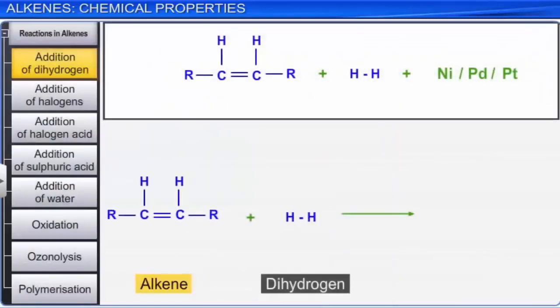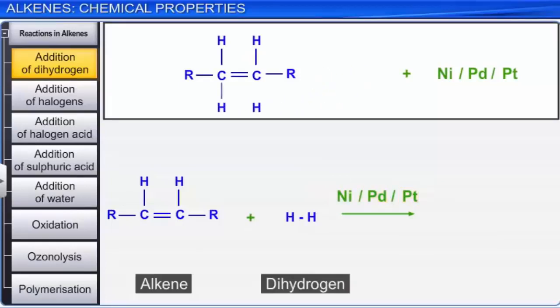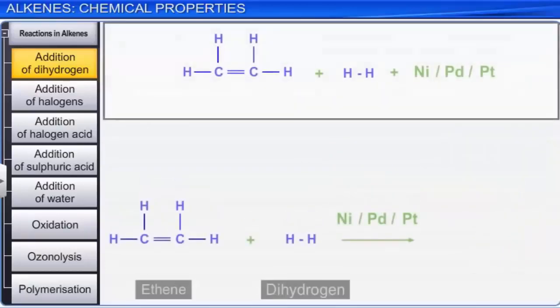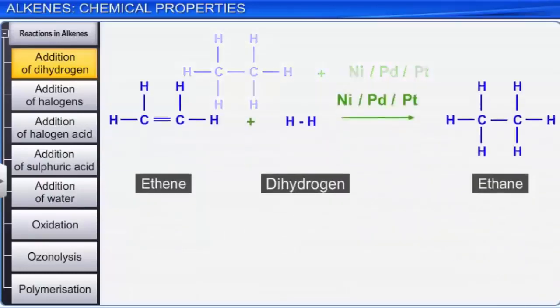Alkenes react with dihydrogen in the presence of catalysts like finely divided nickel, palladium, or platinum to form alkanes. Such addition reactions are always cis addition reactions. For example, ethene in the presence of finely divided nickel, palladium, or platinum yields ethane. Similarly, propene yields propane.